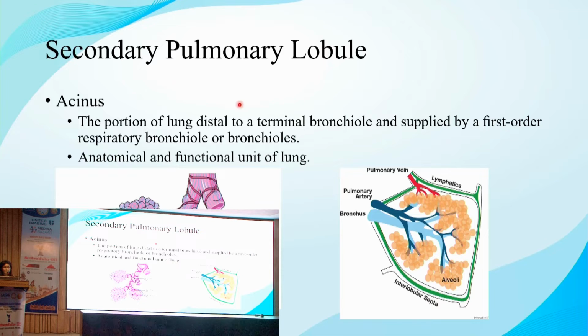Now, what is the acinus? It's the portion of the lung which is distal to a terminal bronchiole, supplied by the respiratory bronchiole or bronchioles. It is the basic anatomic and functional unit of the lung which takes part in gaseous exchange. The acinus consists of the respiratory bronchiole, the alveolar ducts, alveolar sacs, their interstitium and the vessels. Each secondary pulmonary lobule consists of 6 to 15 acini.